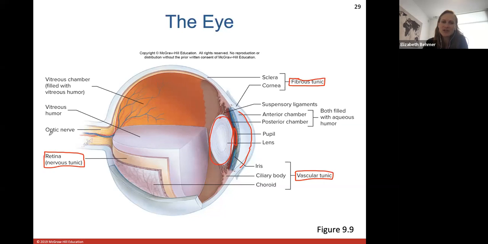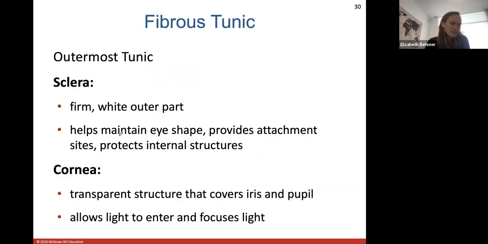And you see your optic nerve and how it attaches to the back of the eye there. So the fibrous tunic is the outermost tunic or layer of the eye. It consists of your sclera, which is the firm white outer part to help maintain your eye shape, provide attachment sites for muscles, and protect internal structures.